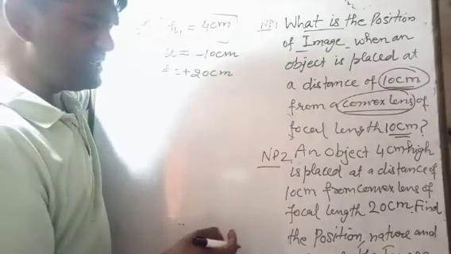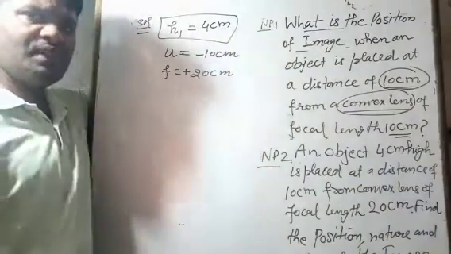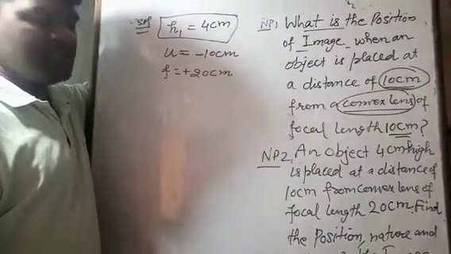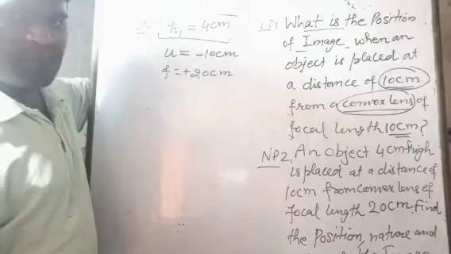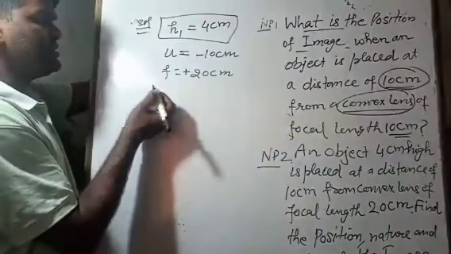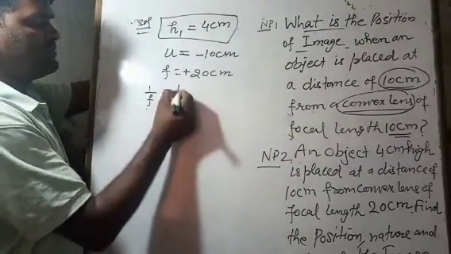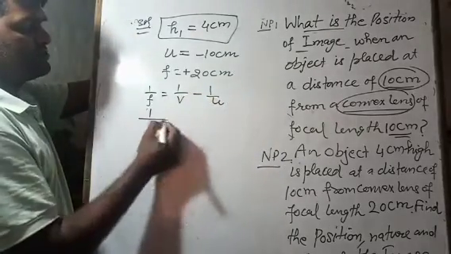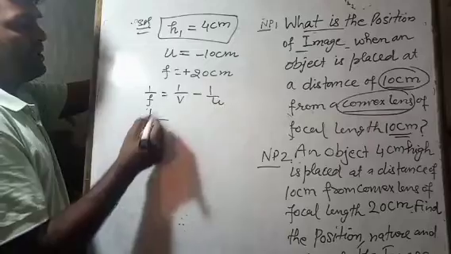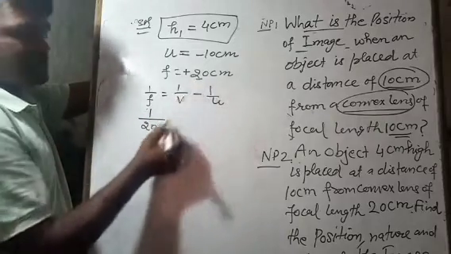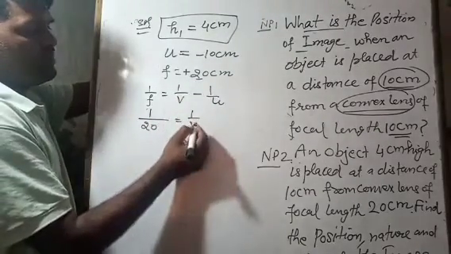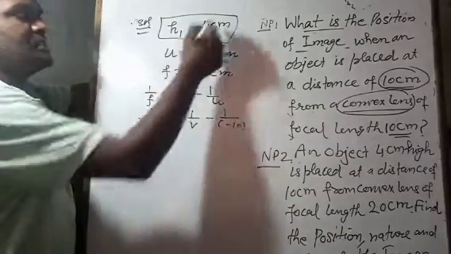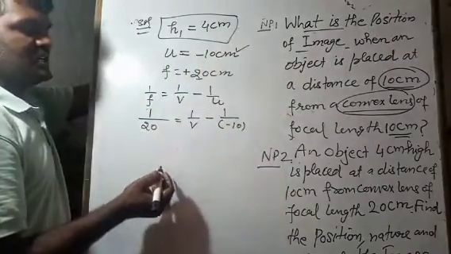Find the position, nature and size of the image. We need to find out position, nature and size of the image. So position we can again calculate with this lens formula by substituting all the values. Focal length was 20, put here. V we need to calculate. U is given to us, -10.